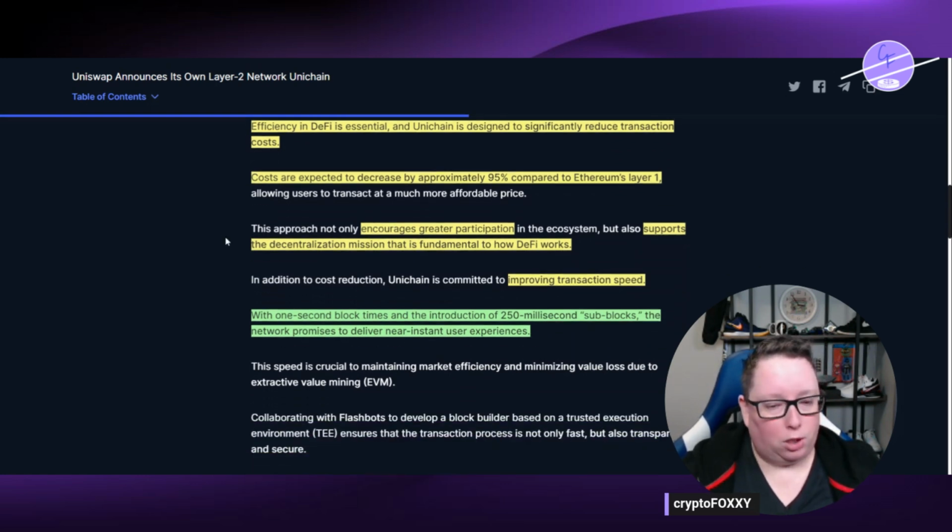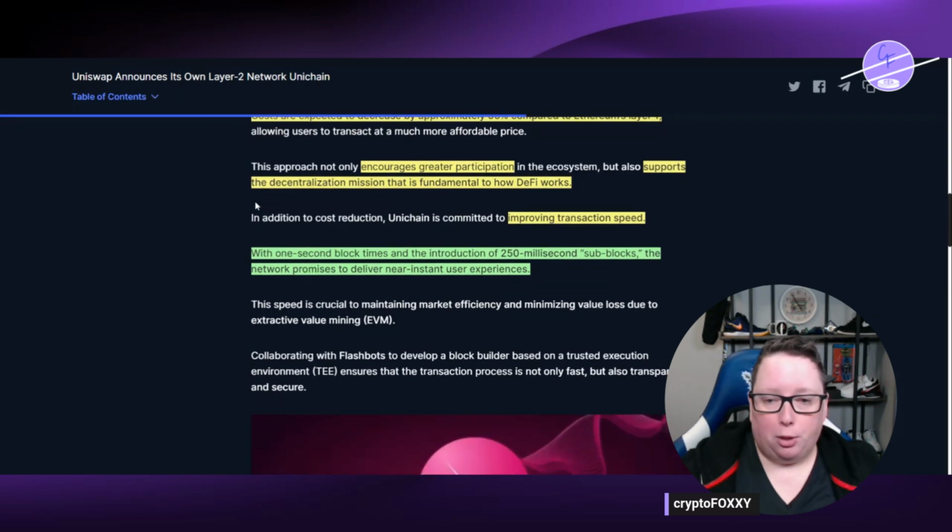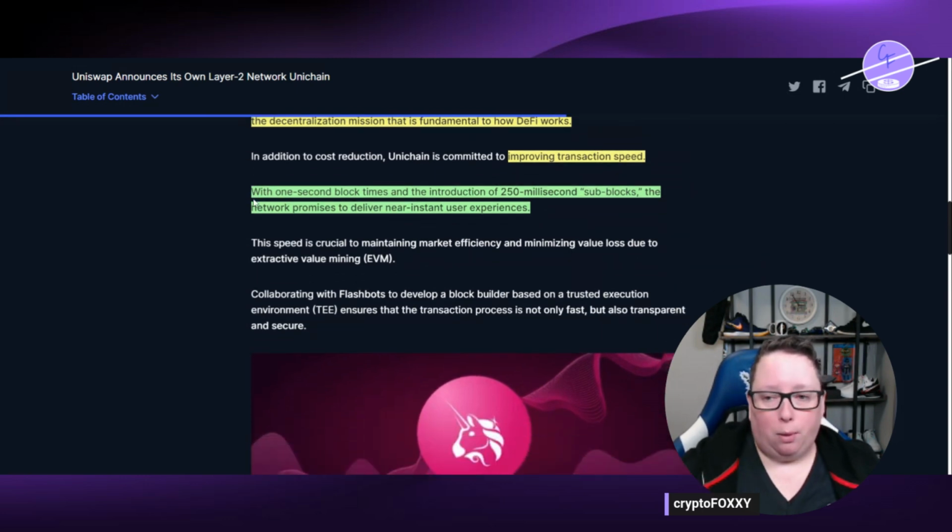I am so on board with this. Costs are expected to decrease by approximately 95% compared to Ethereum's Layer-1 network. This is encouraging greater participation in DeFi, and it also supports a decentralized mission that's fundamental to how DeFi works. So this is going to improve transaction speed a ton as well.